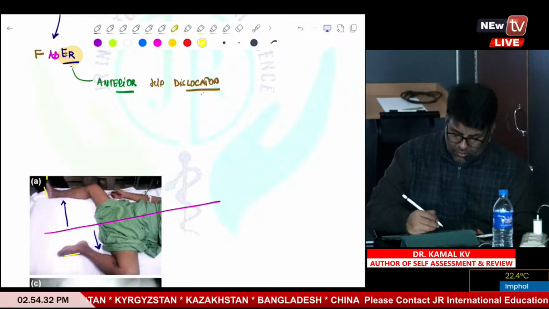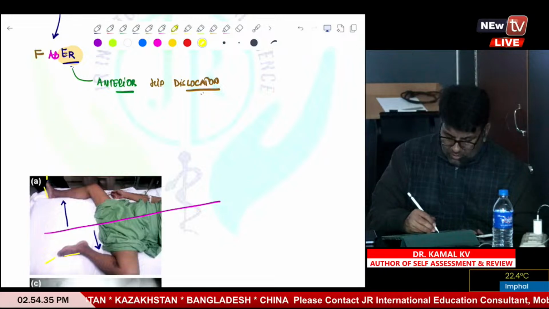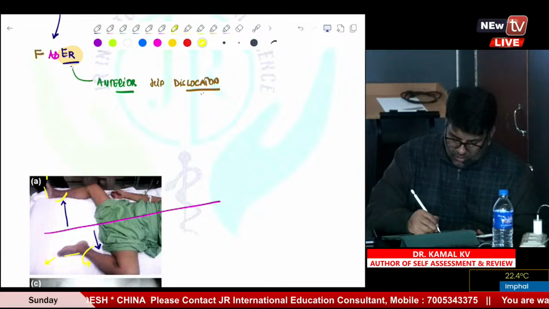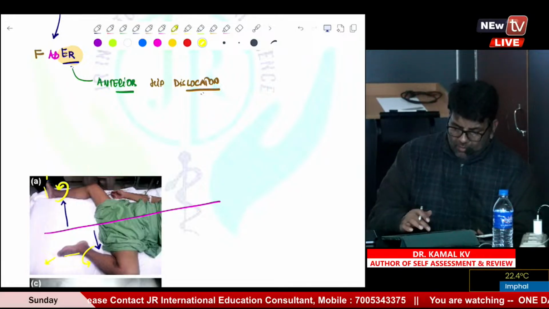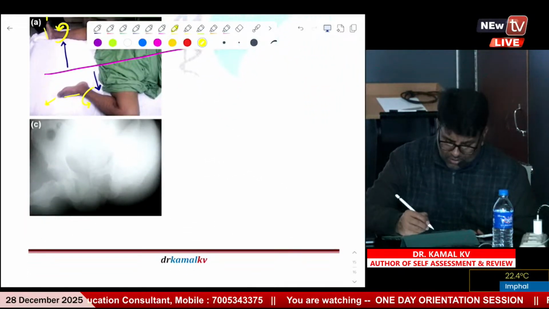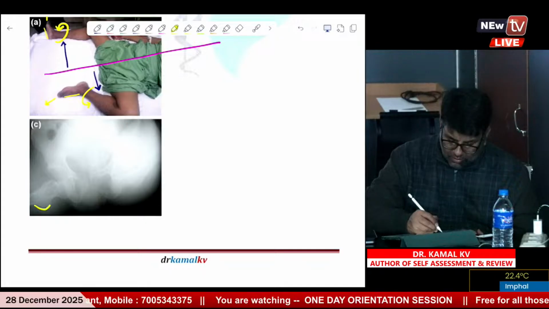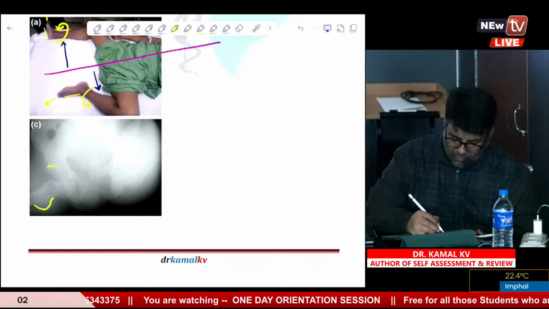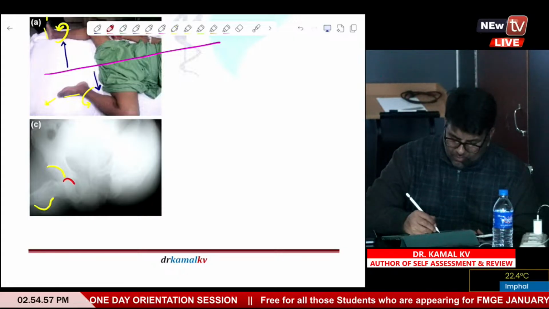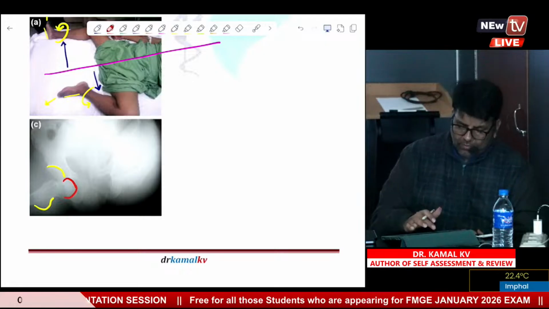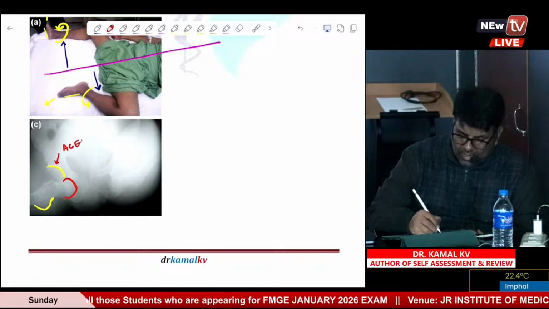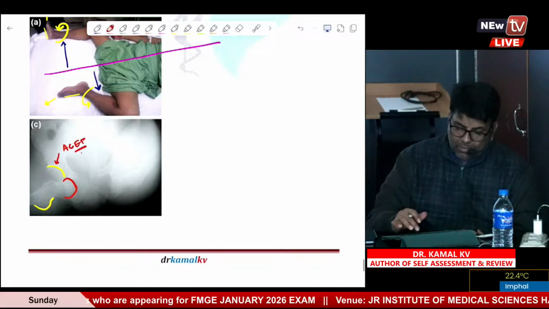Look at the position of the toes. Right? So this is a classical external rotation deformity. So abduction, external rotation, what will you say? Anterior dislocation. And look at the lesser trochanter. Lesser trochanter is prominent. What dislocation is this then? Anterior. So this is the head of femur lying outside the acetabulum, and classically this is the anterior hip dislocation.